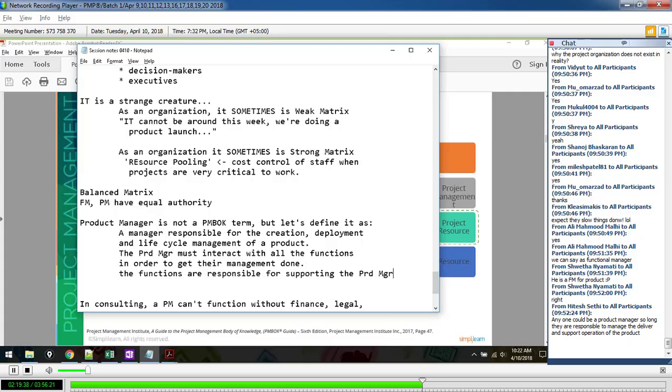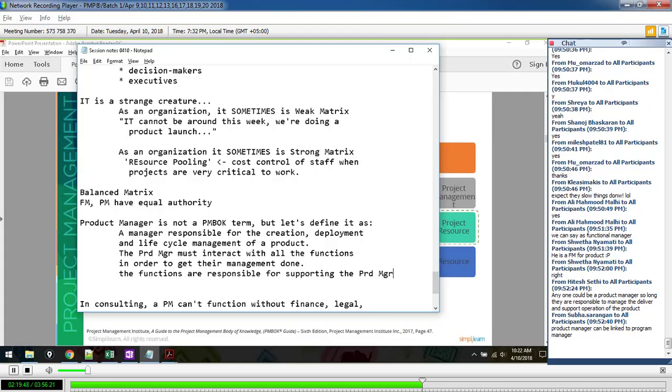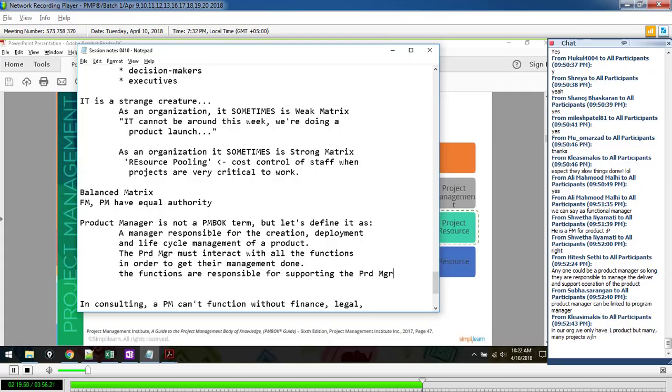Guys, when I say functional manager, when I say product manager, when I say project manager, these are roles. They're not job titles. They're not people. And a product manager can be a program manager. A product manager can be a project manager. A product manager can be a portfolio manager. And in fact, usually a product manager is all of those.